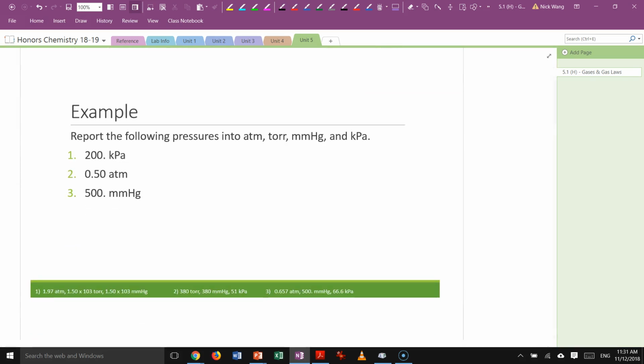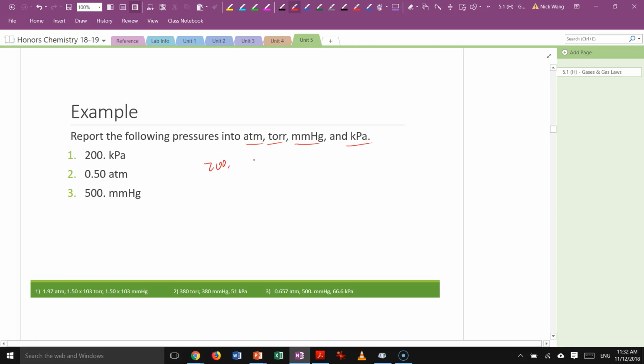Let's go and take a look at this. I'm giving you a couple of pressure measurements, and I'm asking you to convert between them. As you can tell by the previous slide, you have a couple of equivalent quantities. That means you can set up some conversion bridges and conversion factors. So I'll do the first one with you here. It says to report the following pressures in atmospheres, torr, or millimeters of mercury and kPa as necessary. So let's do the first one together.